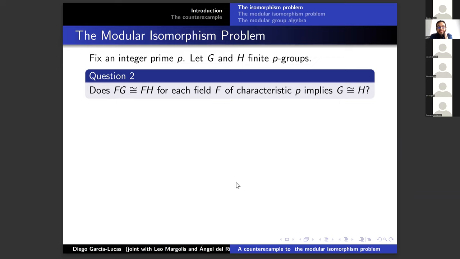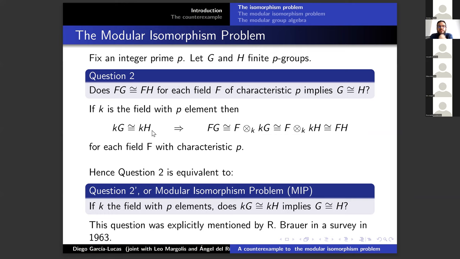And one can observe that every field of characteristic p is a vector space over the field of p elements. Hence, if you have an isomorphism between the group algebras of these two finite p-groups over the field with p elements, tensorizing by any field of characteristic p, one can obtain an isomorphism between the group algebras of G and H over every field of characteristic p. Hence, question two is equivalent to the question restricted to the field of p elements.